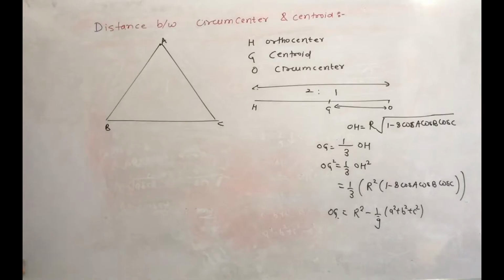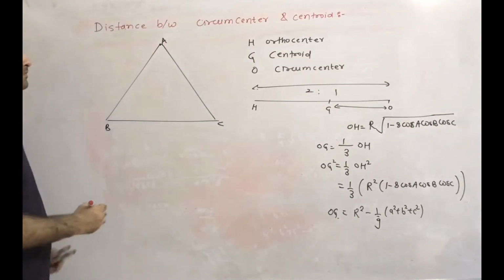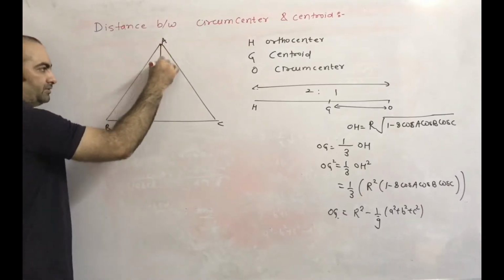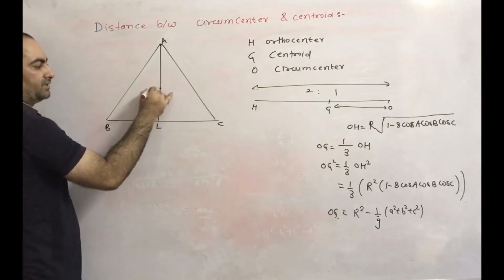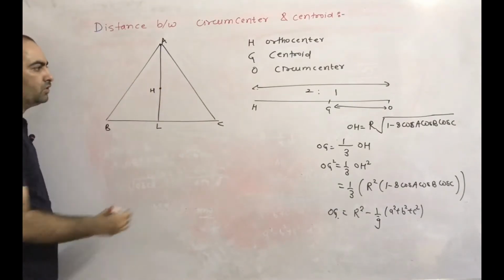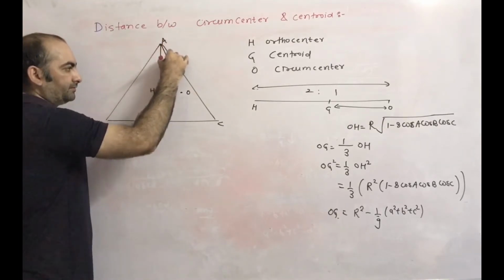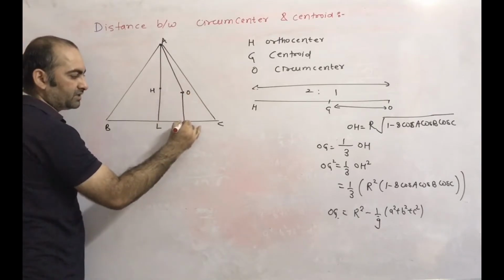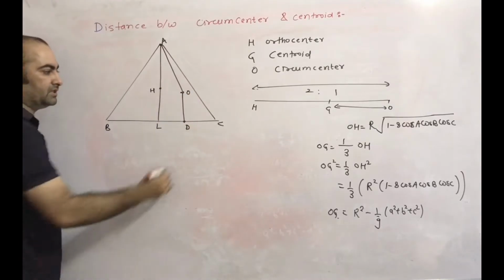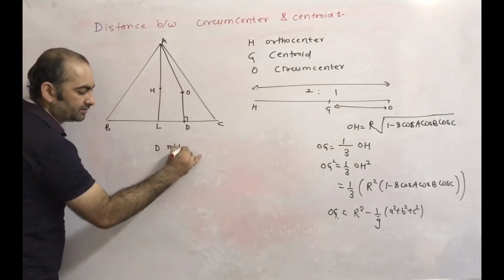Next we are doing the proof that this ratio is 2:1. For the proof, from A we draw a perpendicular. Suppose this point is L. Then the orthocenter H lies on this line. And O is the circumcenter. From point O we draw a perpendicular, suppose point D. So this angle is 90 degrees, so D is the middle point.